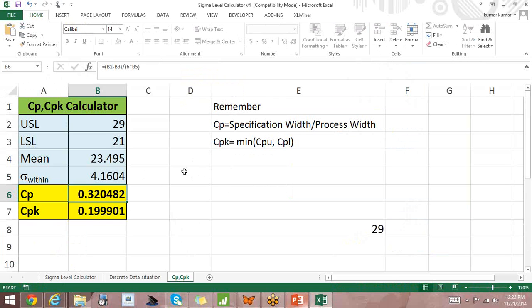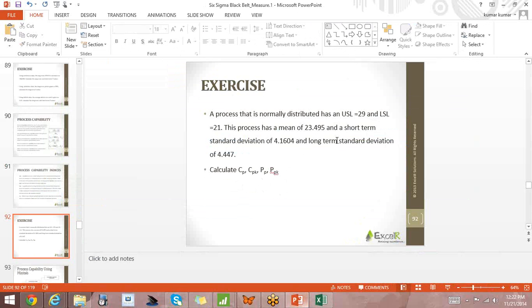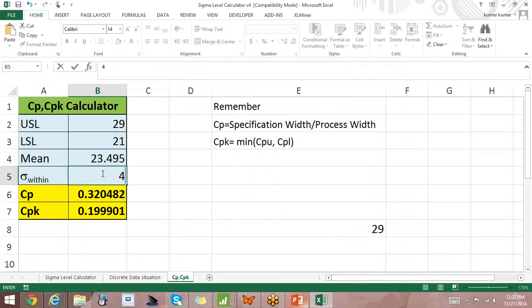If instead I change this standard deviation to the long-term one, which is 4.447, then CP, CPK would be called PP, PPK. Simple.